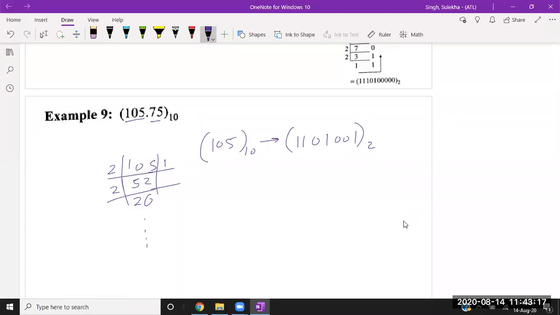Now you need to convert 0.75 also into the binary number system. So what will you do? One student has given the answer, which is correct. The student's name is Charmi Mehta. You are correct, your answer is correct. So what do you need to do with 0.75?